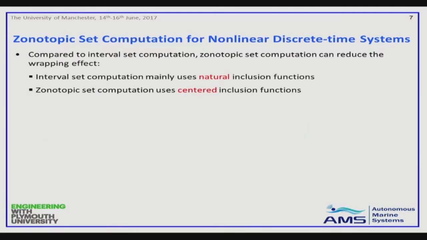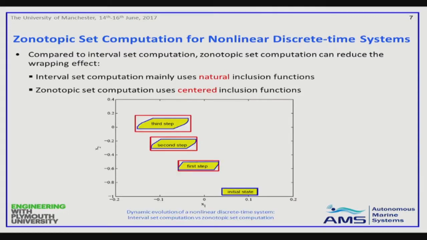Compared to interval set computation, zonotopic set computation can reduce the wrapping effect. I think the main reason is that interval set computation usually uses the natural inclusion function, whereas zonotopic set computation uses the centered inclusion function. For the details of why this happens, you can find the literature. Here I just provide a comparison between interval set computation and zonotopic set computation.